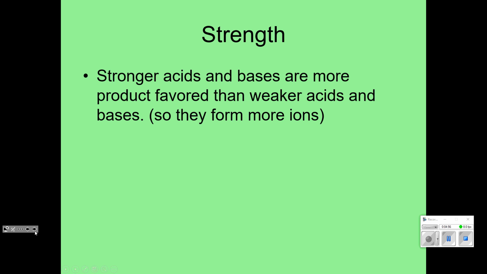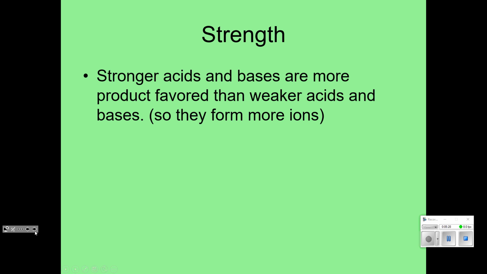So, if you are a strong acid or a strong base, you will dissociate. That means you'll create more products. Some of these almost completely dissociate. They completely make their products, like your HCl example. However, weaker acids and bases do not form much of the product.